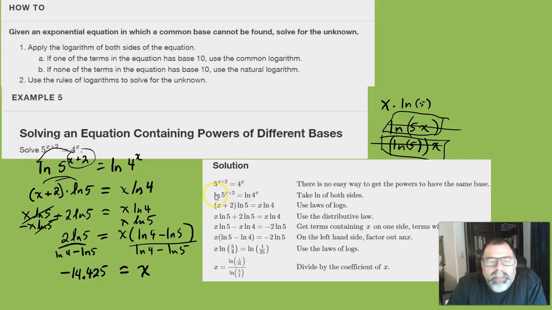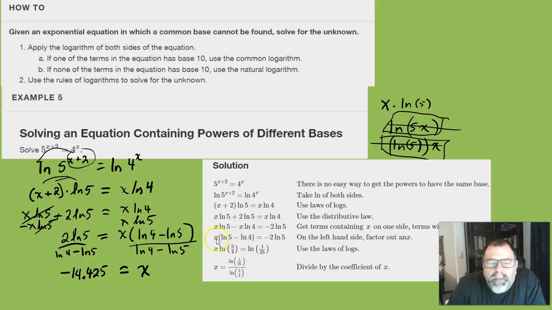Okay, I want to compare my answer to the way the book presented it in the solution there. So basically, they started the same way we did. Put ln in front, bring the power out in front, and then distribute. So x ln 5 plus 2 ln 5 equals x ln 4. Now here's where they went a little different. They put all the things that have x in it on the left side where I put it on the right side. No big deal. It's not going to change the answer.